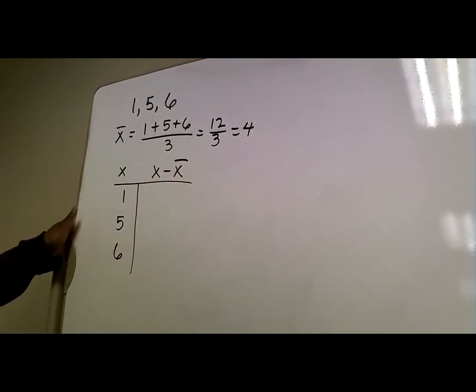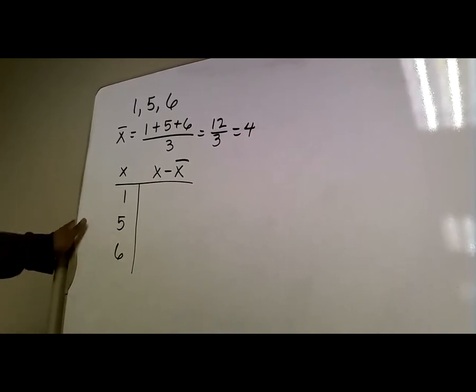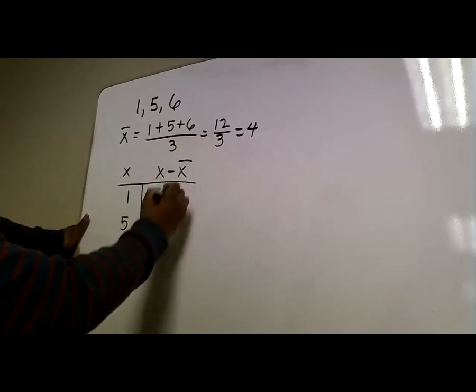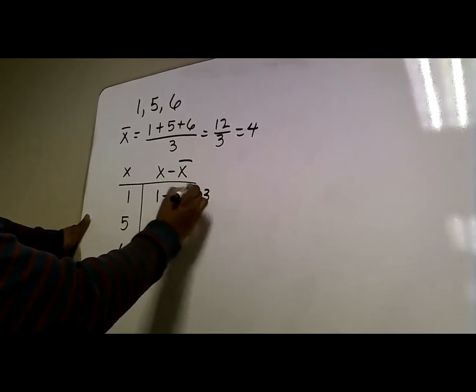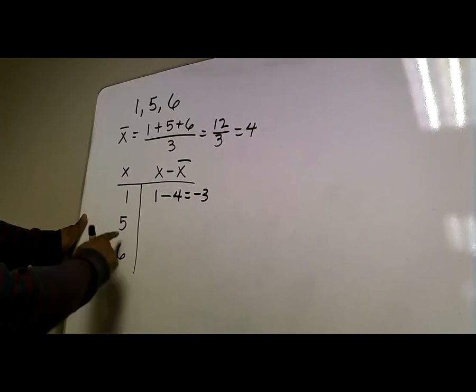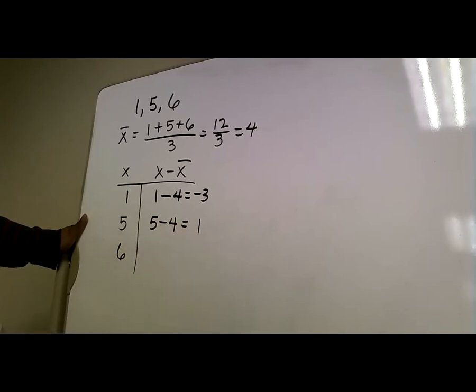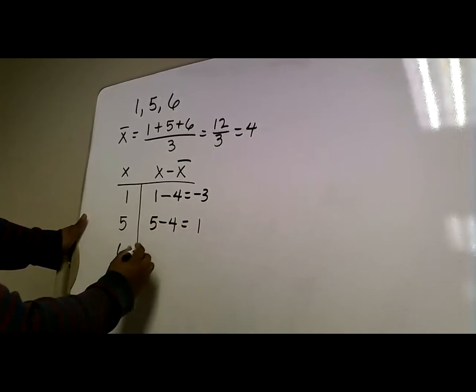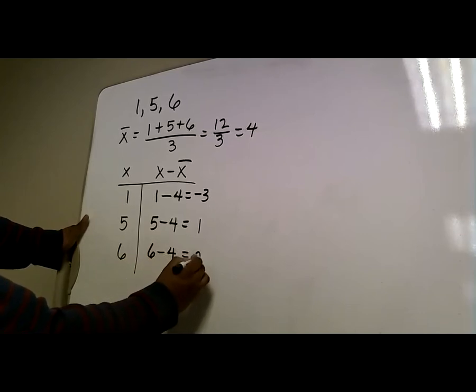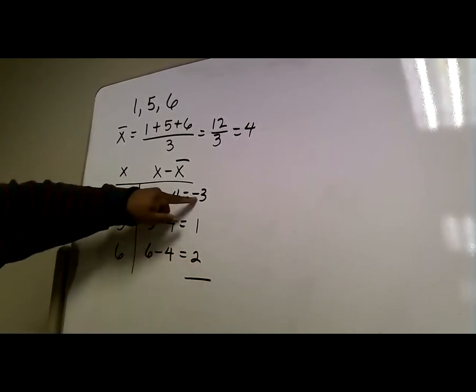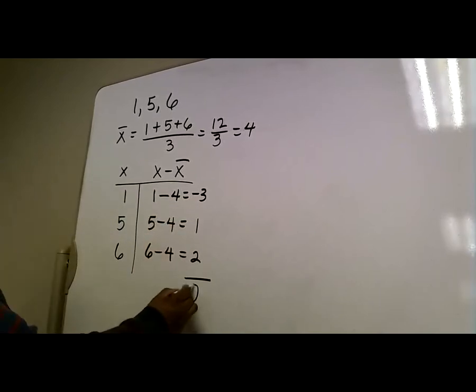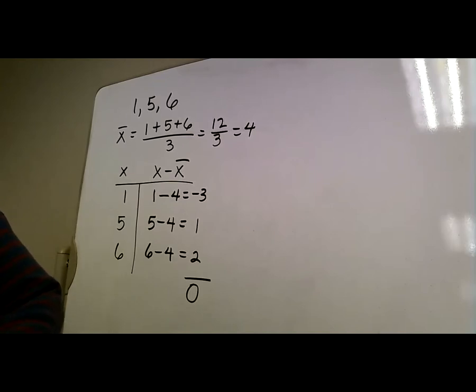If we were to find the deviations for each one of these, for X equal 1, that would be 1 minus X bar, that's 4, which is -3. And then for 5, that would be 5 minus 4, which is 1. And then for 6, that'd be 6 minus 4, which is 2. Now, if you just took the sum of these, you would get 0. And that's always going to be the case for any data set.